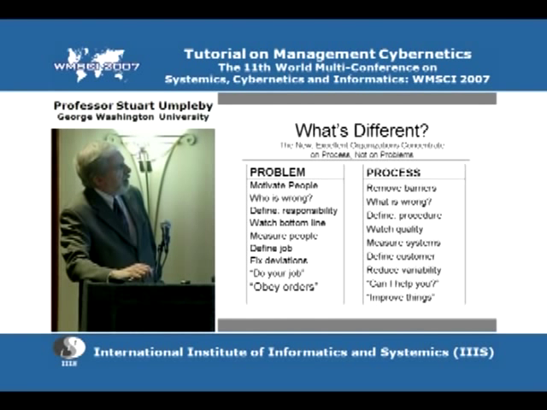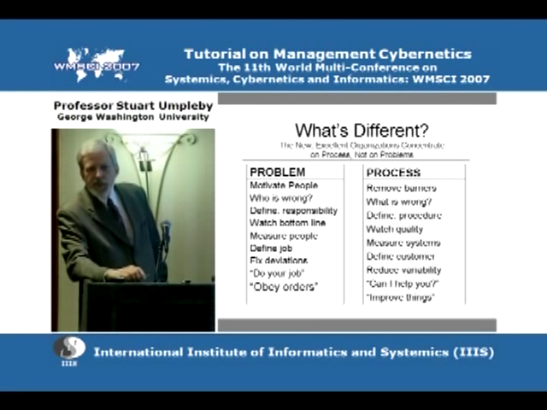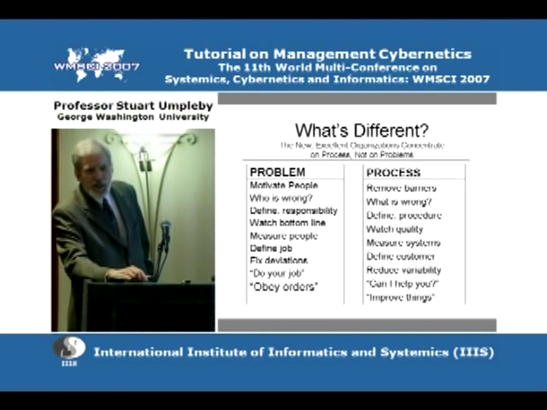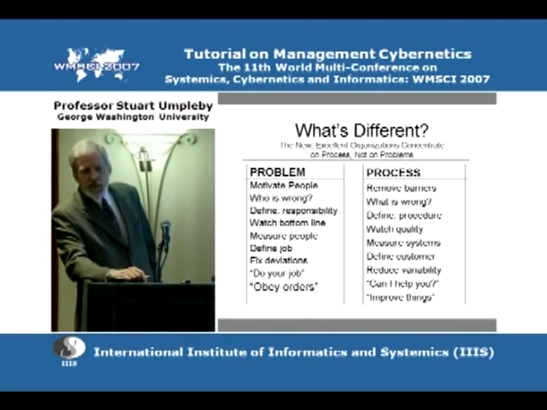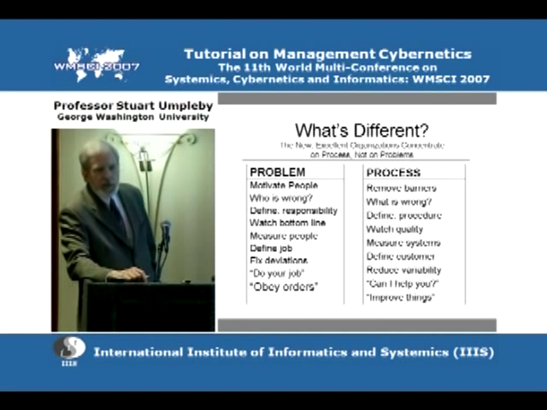If something goes wrong in the old system, you engage in a period of blame storming, trying to figure out who to blame for the problem. But in the new point of view, you look at the system and you say, what went wrong with the system? Let's try to improve the system so that this problem does not arise again.